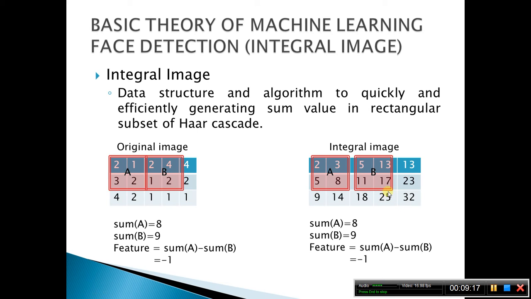So the A grid value is the sum of the A grid, which is 8, and the B grid value is 9. So the feature value is the sum of A minus the sum of B, minus 1.